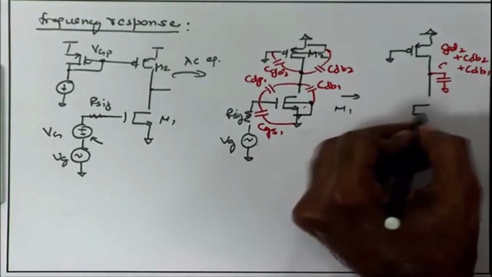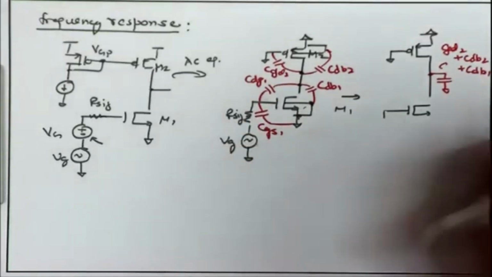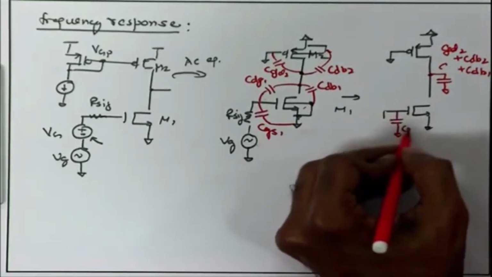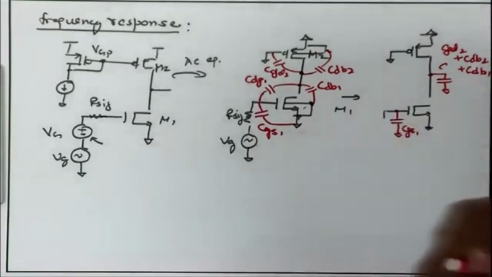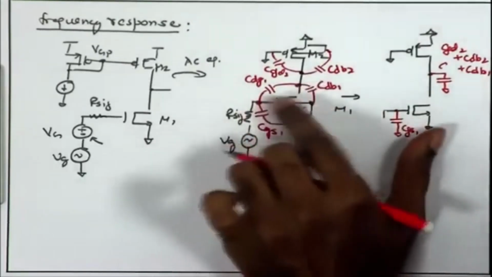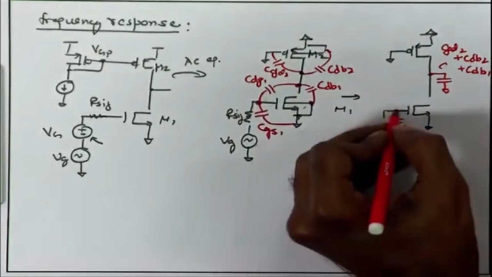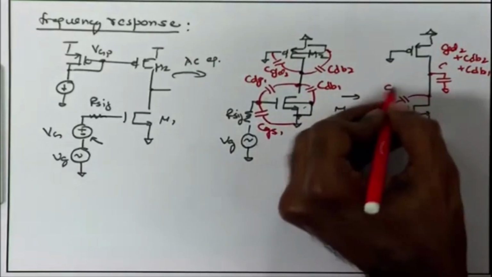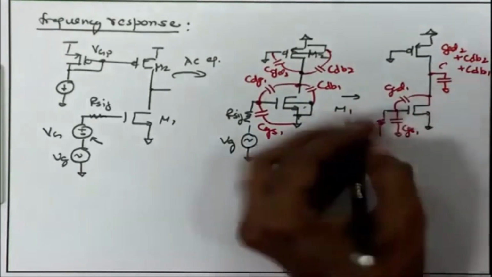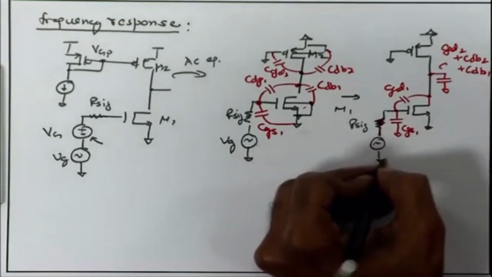On the input side, we have CGS1 between the gate and the AC ground. So, this is CGS1, and then we also have CGD1, which is appearing between the gate and the drain. Then we have the RS, R signal, and the signal source.